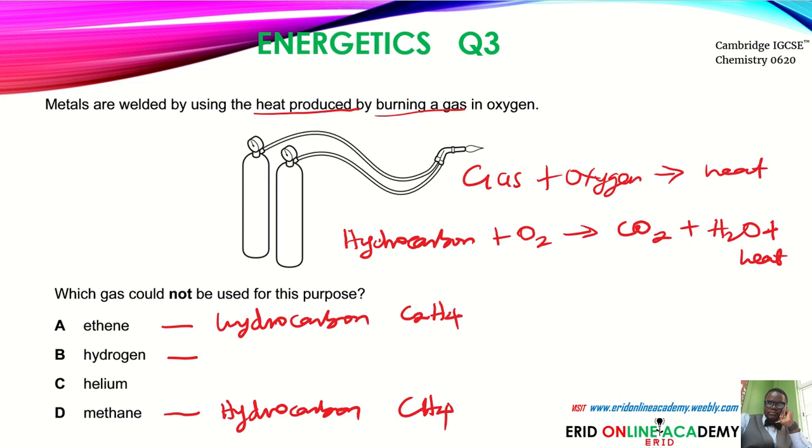Now hydrogen is not a hydrocarbon because it contains only hydrogen, but when hydrogen burns, it requires oxygen. In fact, combustion requires oxygen. If you remember the fire triangle, oxygen is required for combustion. So when hydrogen burns, for example in oxygen, it produces steam. That's water in gaseous form. This also requires oxygen.